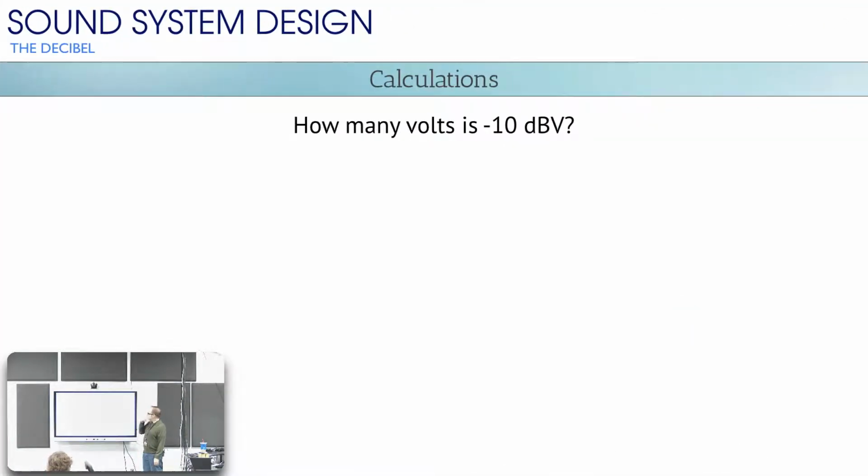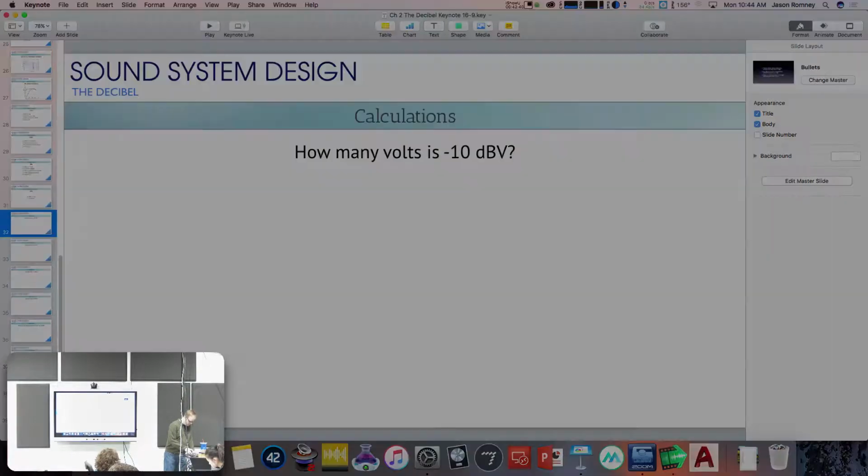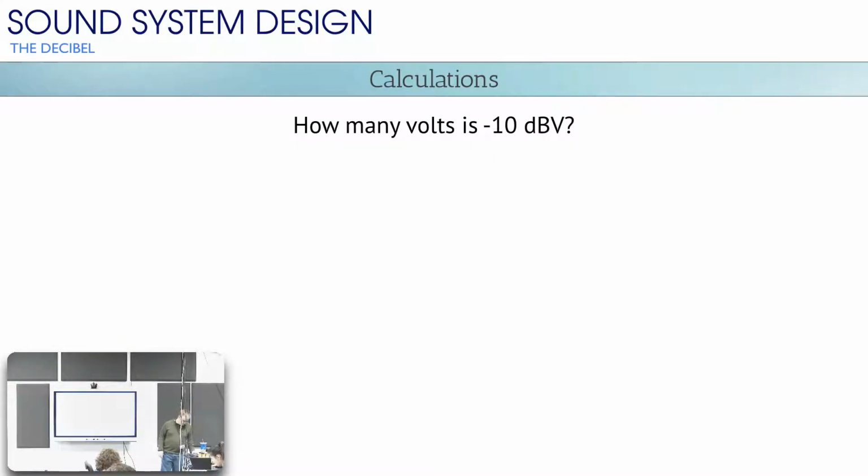Okay, so let's do some math on this, shall we? Okay, so how many volts is minus 10 dBV? Remember I said that minus 10 dBV is the nominal operating level for consumer equipment? Remember I said that? Yes. Yeah, I said that, right? Okay, so how many volts is that? How might we figure that out?